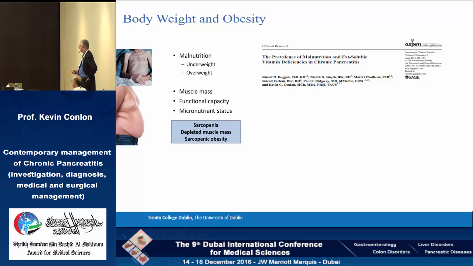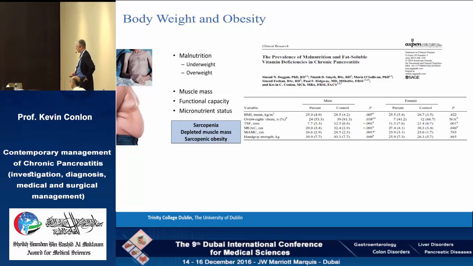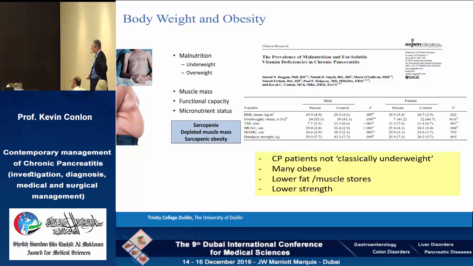And what we found in this study, which we published in Nutrition in Clinical Practice 2 years ago, was that we did a case control study looking at patients who had chronic pancreatitis versus age, sex, and nutritionally matched controls. And what we found was that chronic pancreatitis patients were not classically underweight. If you look at the BMI of the patients, in fact, it was 26 compared to control in the male population.